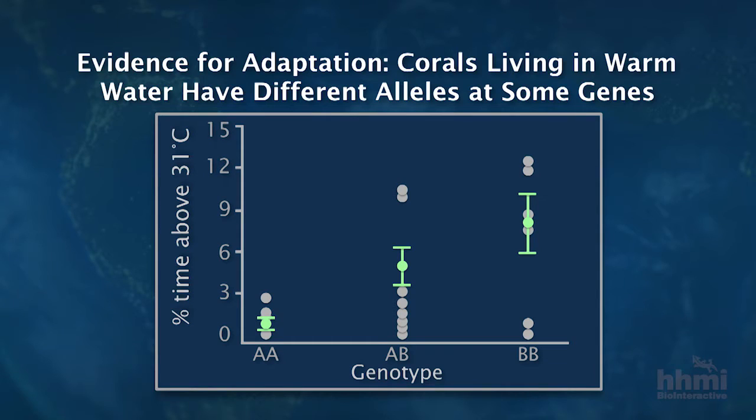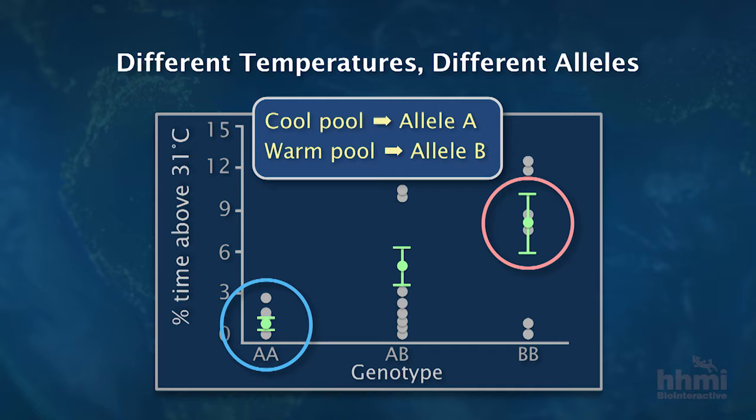And we do that, we find genes that are related to temperature. This is just one of them. And what it shows is that the individual corals living at warmer temperatures, that is time above 31 degrees here on the y-axis, tend to have a particular allele, just called B here, at a gene, whereas corals that live in the cooler parts of the reef tend to have an A allele at the same gene. A and B alleles are just different versions, different DNA sequences at the same gene, doing the same sort of thing. But what it tells us is that the individual corals at this particular genetic locus are different depending upon the temperature they live in.